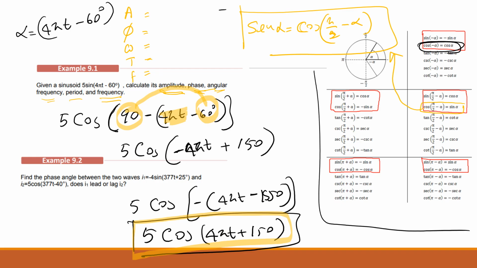Okay. So what is the amplitude? Amplitude is 5. Do you all agree with that? Amplitude is 5. So what is the phase? Phi is what? Sorry, I have to put negative here. This should be negative, isn't it? Yes. So what is the phi? It's negative 150 degrees. Whatever you have here will be your phase.